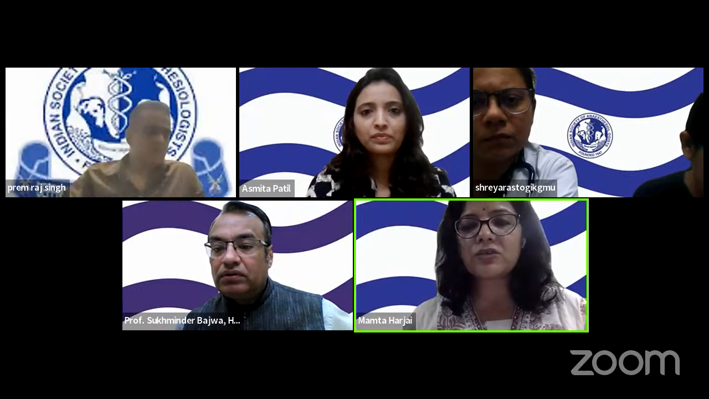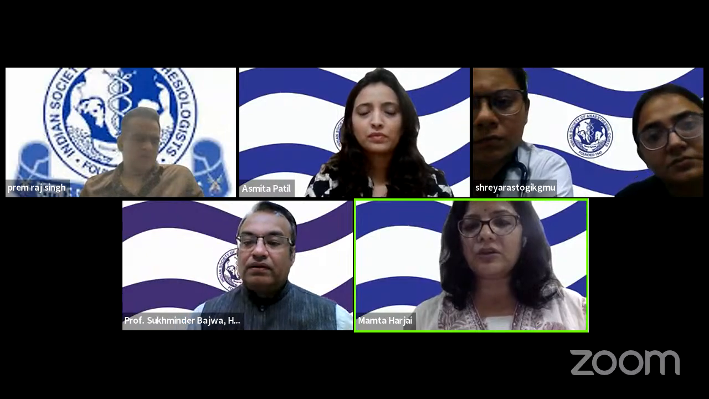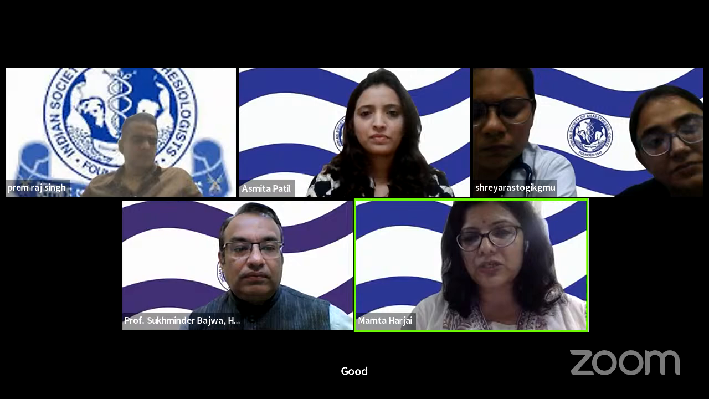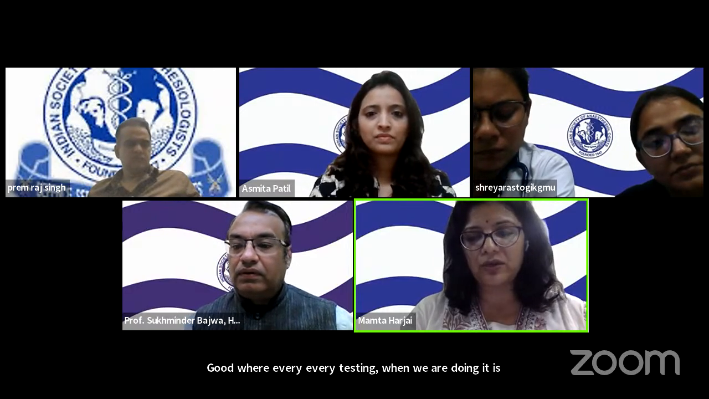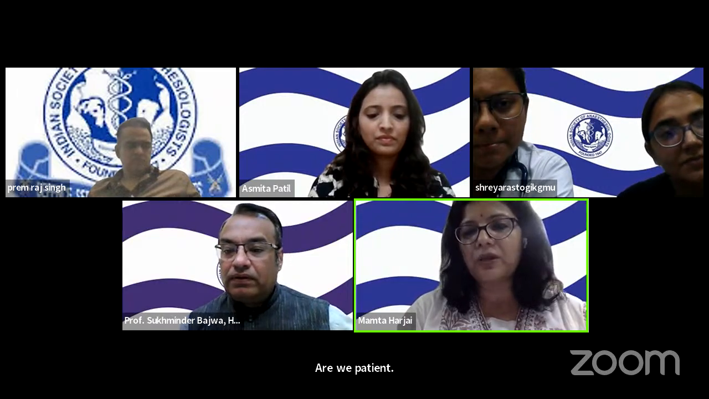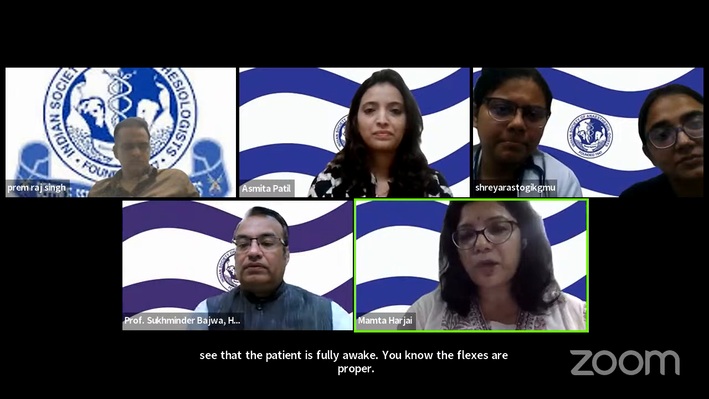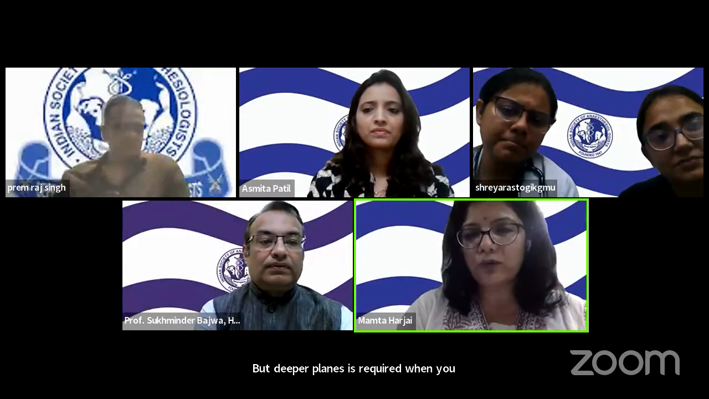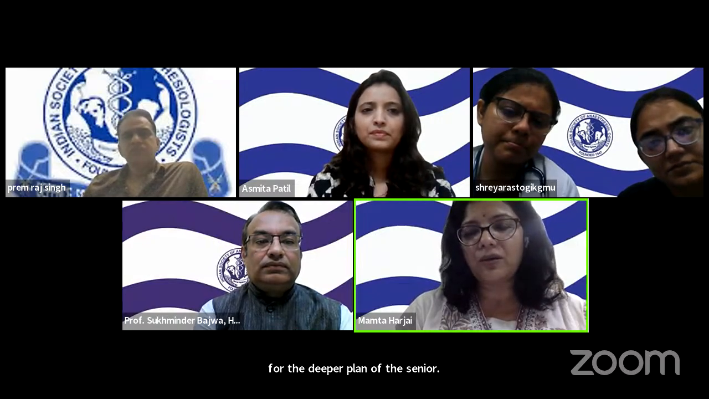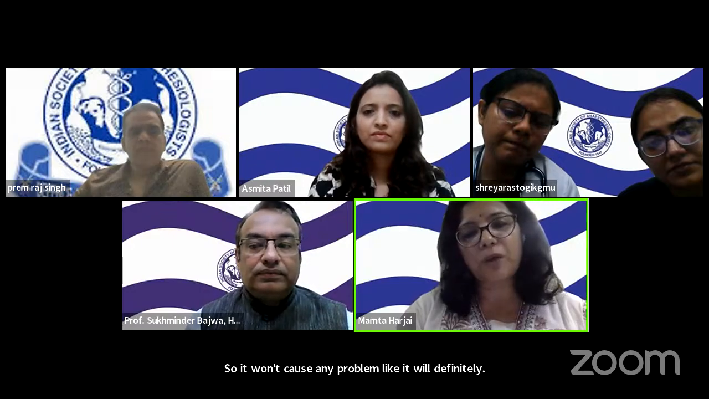Deeper plane of anesthesia extubation. Yes, you have a delayed awakening when you're there. Every technique is used for pediatric patients. If you do an awake extubation, you see that the patient is fully awake and the reflexes are proper. But a deeper plane of anesthesia is required when you don't want bronchospasm to happen. That's my choice. It won't cause any problem, but it will definitely delay the emergence. Yes, it will be beneficial for your spasm problem.